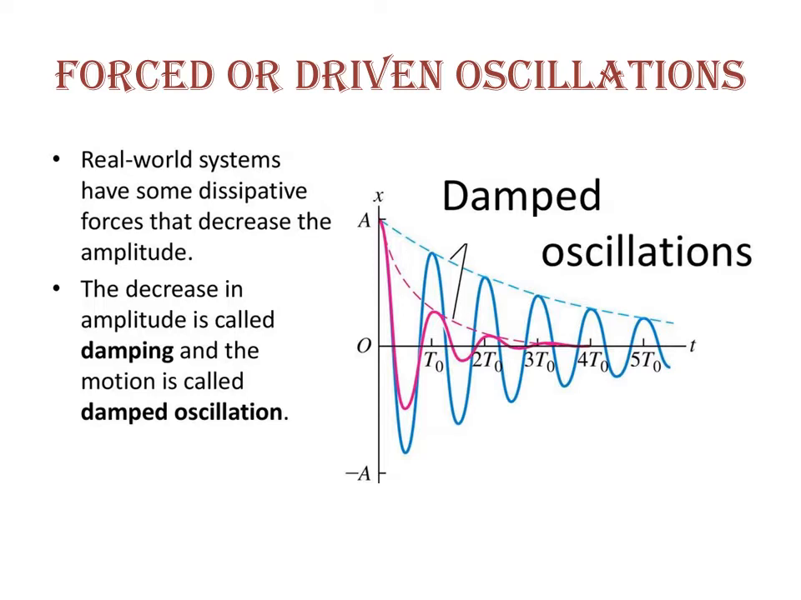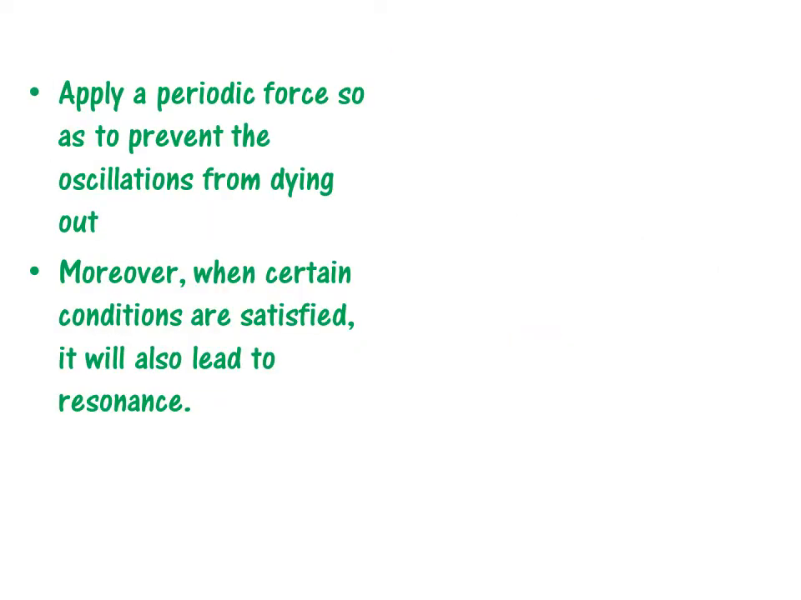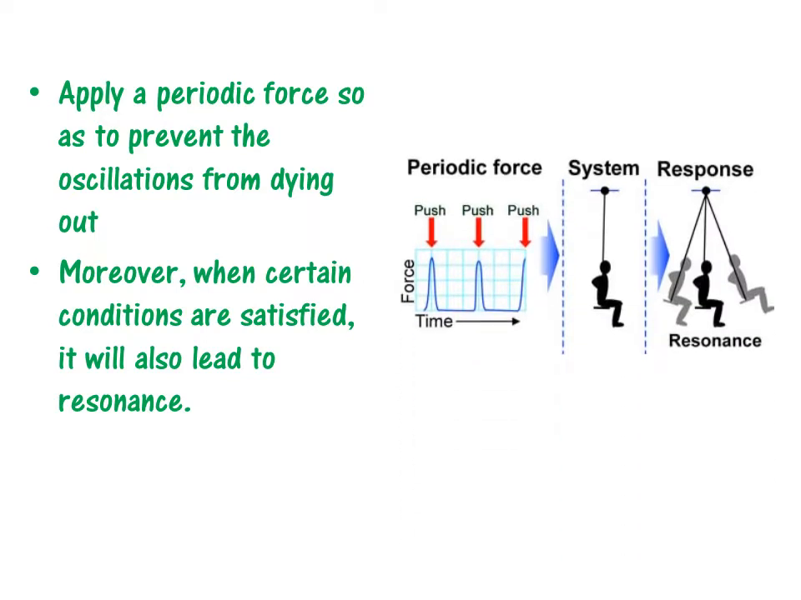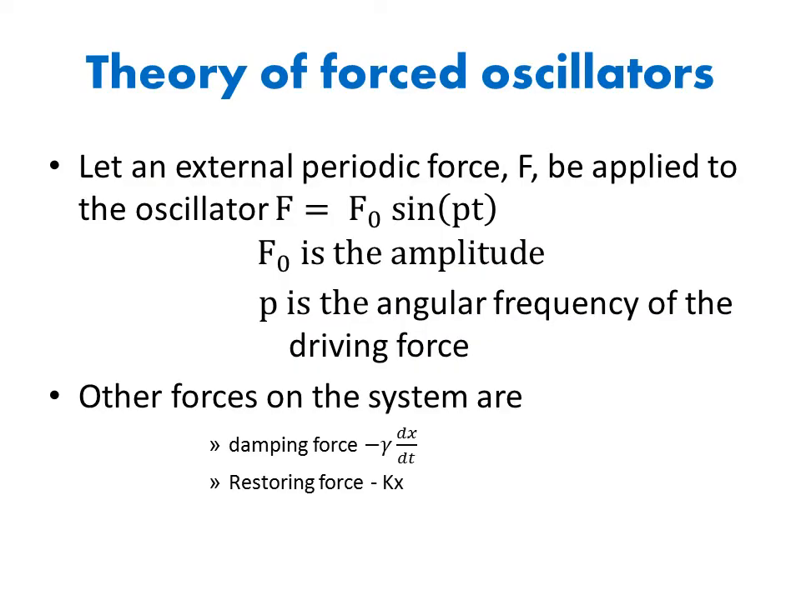If you look at the damped oscillations, as we have seen already, when damping is present, the amplitude of the oscillations will keep on decreasing. So if you apply a periodic force so as to prevent the oscillations from dying out, we will be able to maintain oscillations without any decrease in amplitude. As you can see in this diagram, if you apply a constant periodic force, we will be able to prevent the oscillations from dying out. So we will see the theory of forced oscillations.